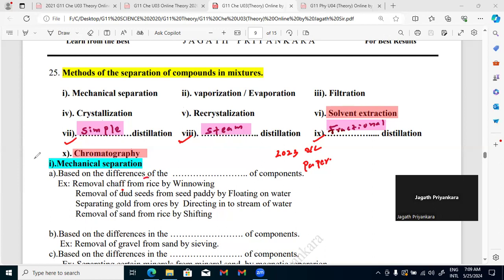So in mechanical separation, what properties are considered? It is based on the differences in the physical properties of components. Physical properties.